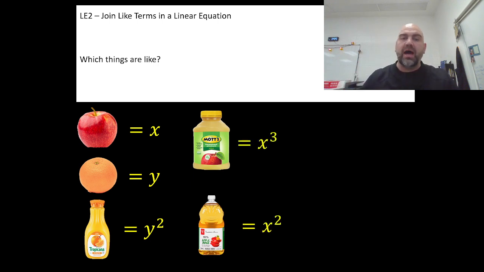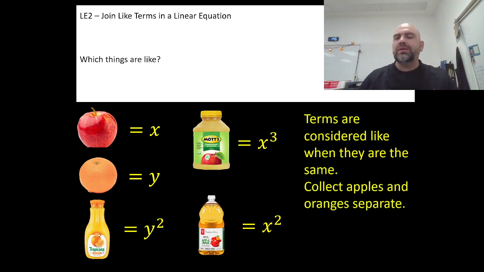So we have a bunch of different ways of describing this. We have our root, x being our root, and then anything made of apples could be x squared or x cubed. We have oranges being y, and anything made out of oranges would be y squared, y cubed, and so on. Terms are considered like when they are the same. We can collect all of our apples together, all of our oranges together, and all of our apple juices together. That is how we would join them. We won't join apples and oranges together. We would only join our apples together.